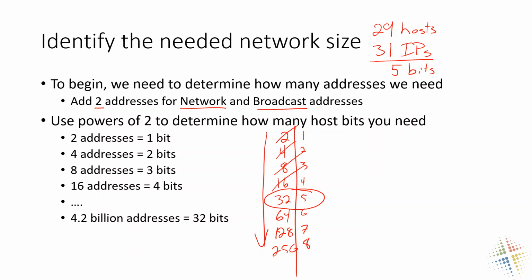I wrote out my numbers, my 2, 4, 8, 16, and so on. I numbered them with the number of binary bits it takes to make those. Remember, 1 bit gives me 2 numbers, a 0 and a 1. 2 bits give me 4 numbers, 0, 1, 2, 3. 3 bits gives me 0 through 7, and so on. So 5 bits gives me 32 possible numbers. I need 29 hosts, 2 more for network and broadcast, and so 31 total. So 5 bits is what I need.